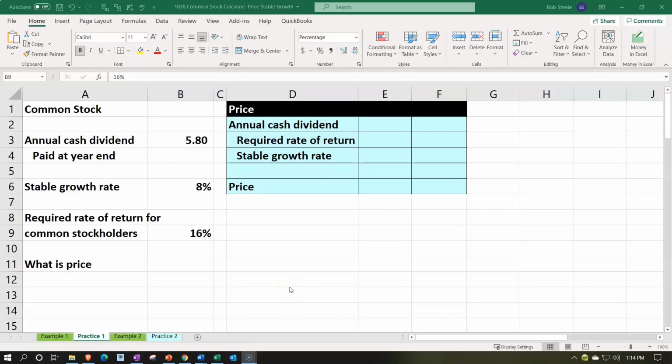Here we are in Excel. If you have access to Excel and would like to follow along, note that we are in the Practice 1 tab. There are going to be 2 practice tabs that we will be working through. We also have 2 example tabs, in essence being an answer key. We're going to have the information on the left-hand side. Use that to populate the blue area on the right-hand side.